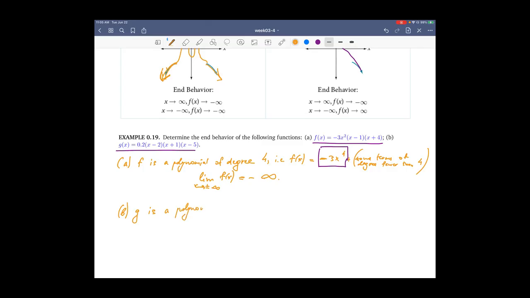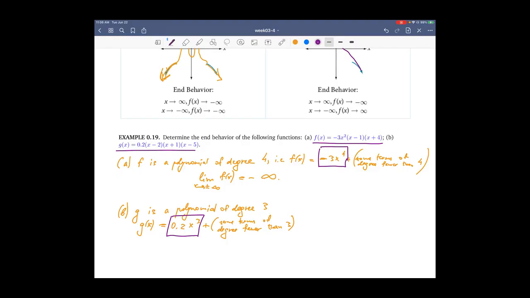So g is a polynomial of degree 3. When you multiply x by x by x, you get x cubed, and then that is multiplied by 0.2, plus, again, some terms of degree fewer than 3. The leading term is 0.2 times x cubed.